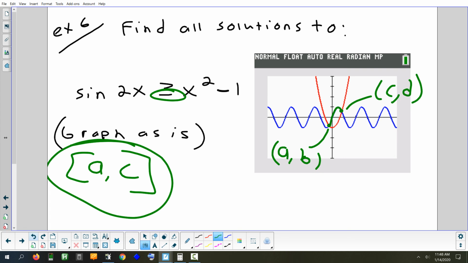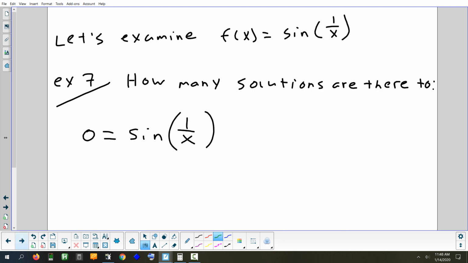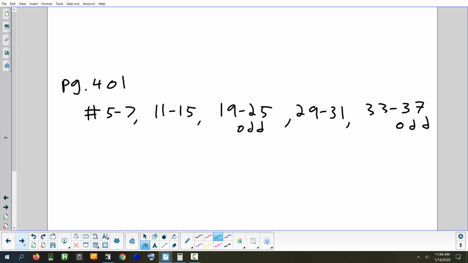If the question was flipped around and said, where is the graph of sine below, it would be the opposite of that. Everything from negative infinity up to A, and everything from C to infinity. That's where the sine wave is under the parabola, because the parabola goes up very, very quickly. Okay. I think we have 2 left.